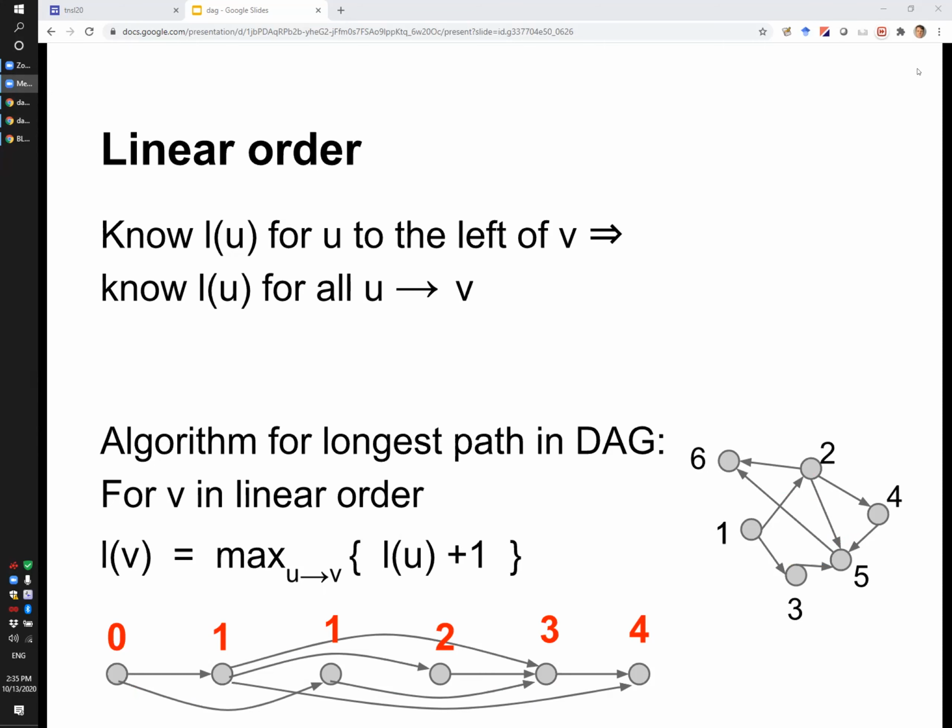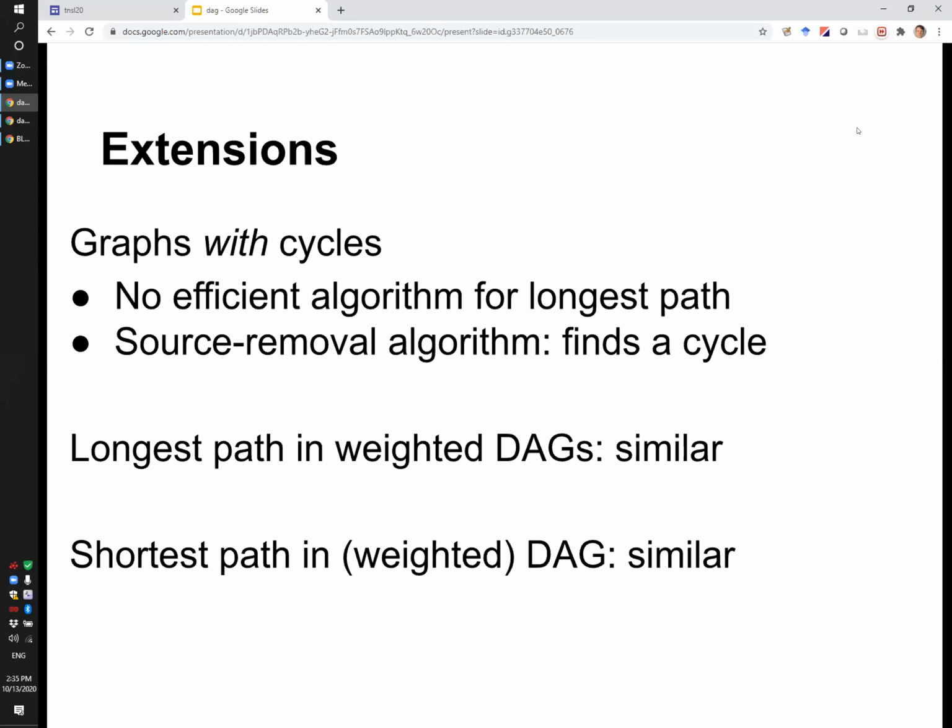Any questions about the recording? A few extensions for graphs that do have cycles. There is no efficient algorithm for finding the longest path. But if you do the source removal algorithm, if you try to do the topological sort in a graph with a cycle, then you actually will discover a cycle. Well, that's also good. You can pinpoint a problem in your project, in the tasks in your project.